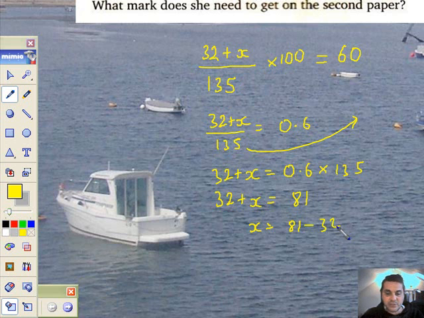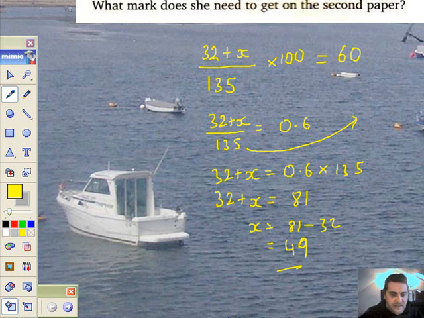Take away the 32 marks she's already got, and that leaves her with, let's just take it away because I've got a calculator, 49 marks to get. Not 49%, she needs to get 49 out of the 75, and she's got 60% overall. So that's the first question done.